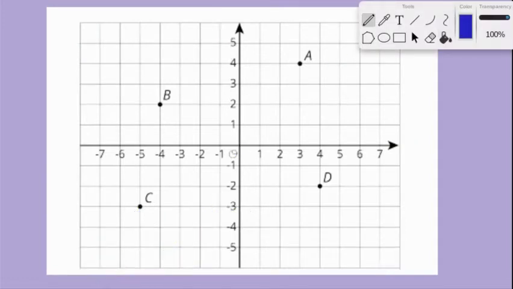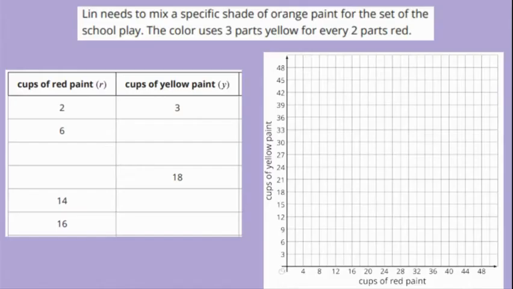With what we're going to be doing today, we are going to be taking a ratio table, just like the one that you see on there, and situations just like the one that we're about to look at, and we're going to graph that information.